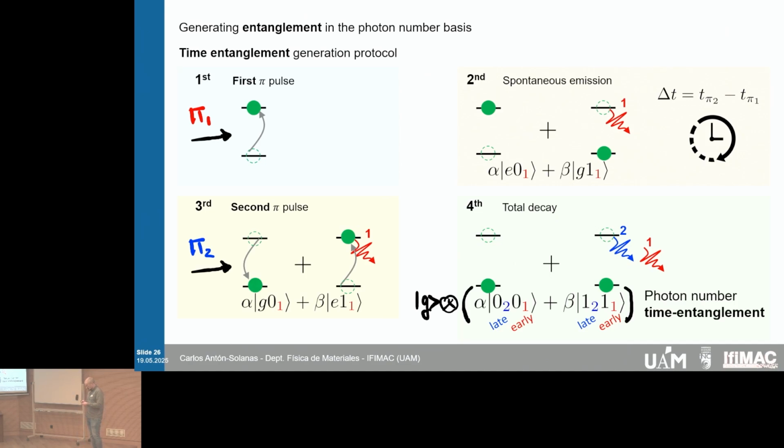And in order to do that, what we do is to apply a very simple protocol. It's one of the simplest protocols that you can imagine. You are first driving your quantum dot with a pi pulse, so you bring your two-level system to the excited state. Then you wait for a certain amount of time before the spontaneous emission is fully completed. Then you apply a second pi pulse that rotates the state of the atom, and then you wait for the full decay of your emission, leading to a quantum state that is alpha 00 plus beta 11, being 0 and 1 the late and early beams in which you can have these two photons.